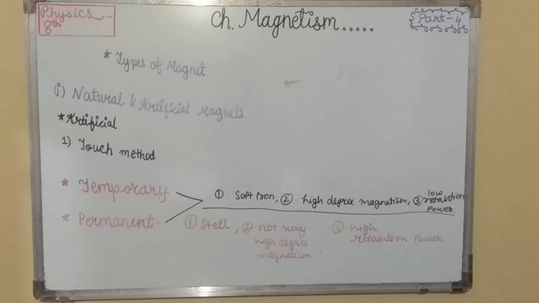I hope you have understood till this part. In part 5, we will learn demagnetization of magnets, the 3 points, then electromagnets. After that, uses of electromagnets, then uses of magnets, maglev trains, etc.